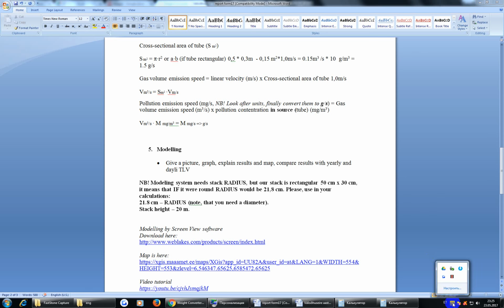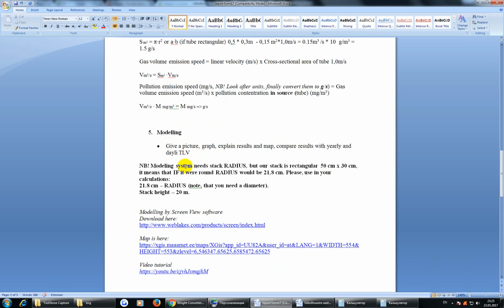So, okay, hello, let's go to the third one. We have some results here in grams per second. Okay, now let's move to modeling. What is this model and what does it show, what are we doing it for? I already explained it and it's a very long story to explain again.